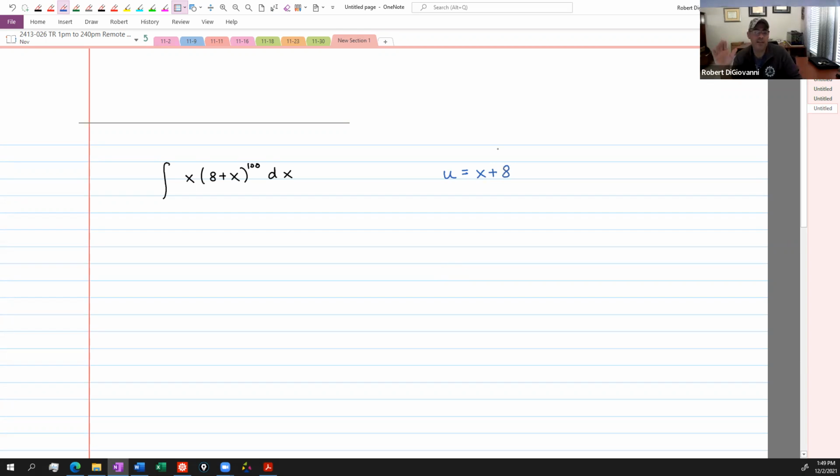I don't want you to think that this is like guessing. It's not guessing. There's thinking that should be happening here. Using the u as x plus 8, the thought here is this. The derivative of that is 1. And I've got a 1 here, right? But by replacing x plus 8 with u, now I have u to the 100th power, right? And that doesn't have to be expanded.